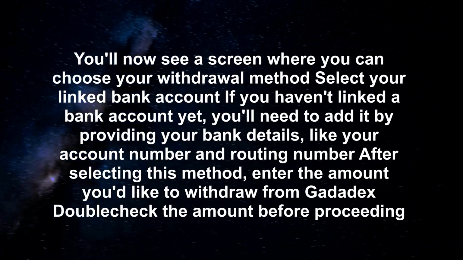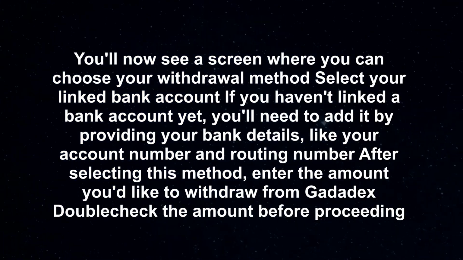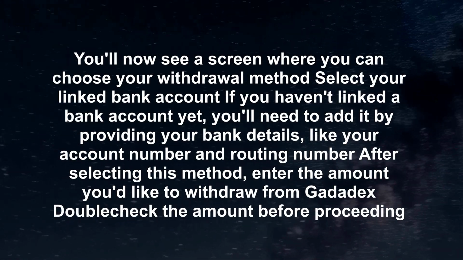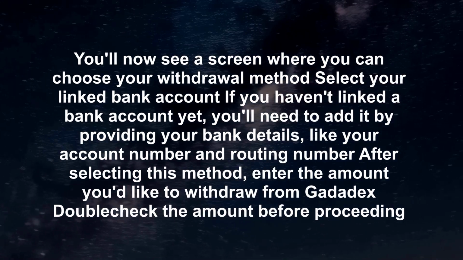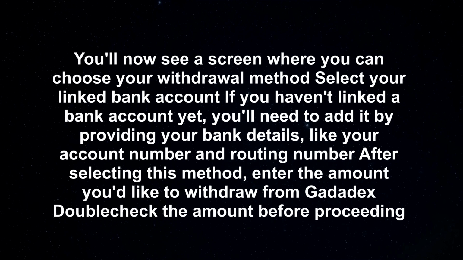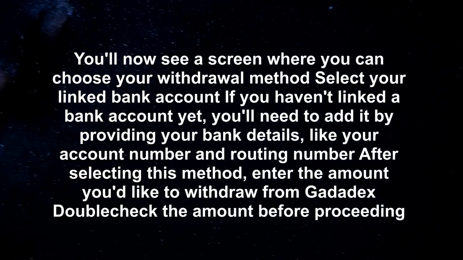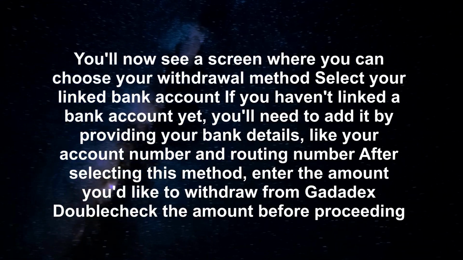You'll now see a screen where you can choose your withdrawal method. Select your linked bank account. If you haven't linked a bank account yet, you'll need to add it by providing your bank details, like your account number and routing number. After selecting this method, enter the amount you'd like to withdraw from Gadadex. Double-check the amount before proceeding.